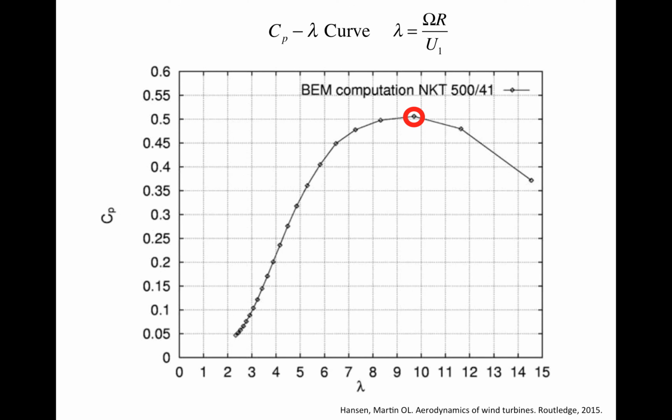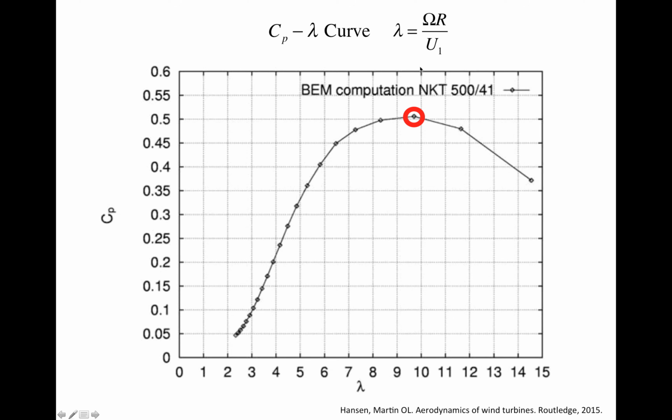So what's actually the utility of the Cp-lambda curve? You can use the Cp-lambda curve to choose the proper rotational speed of the turbine rotor. So if the wind speed varies, we can adjust the rotor speed, capital omega, accordingly, so that the tip speed ratio stays within the optimal range. For this particular example, it's just between 9 and 10, around 9.7 or something.